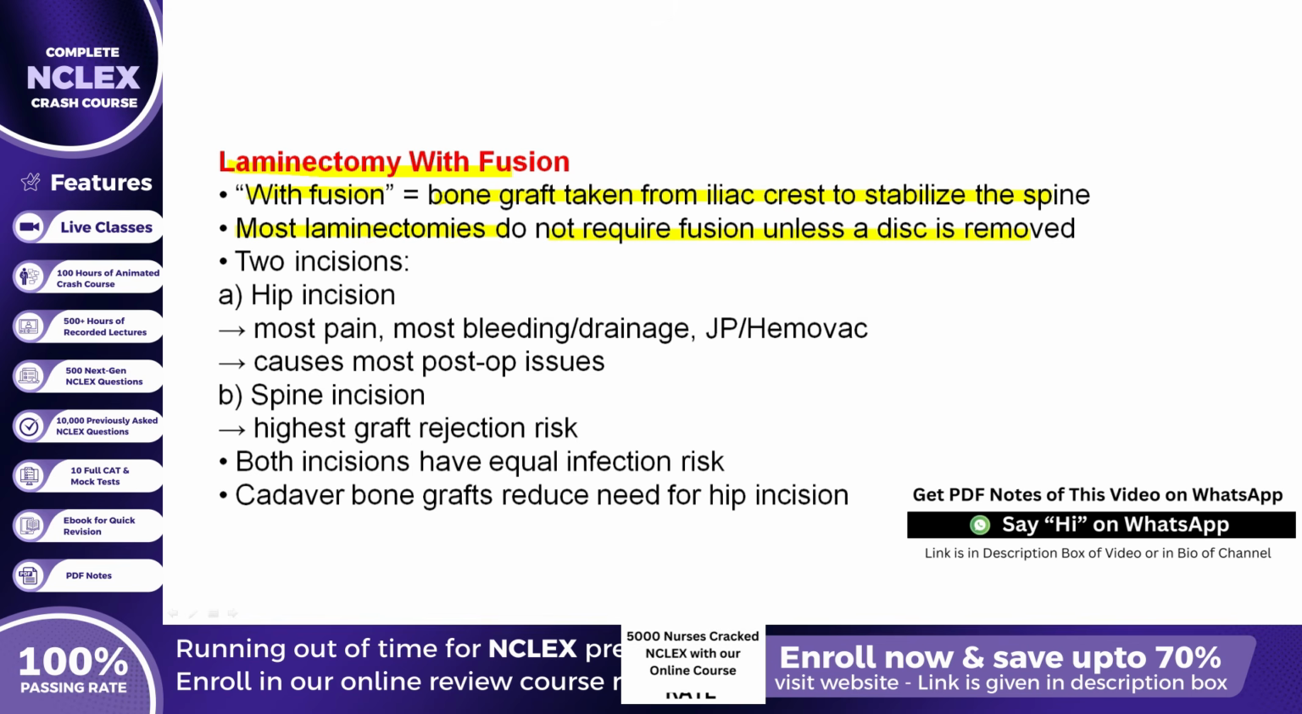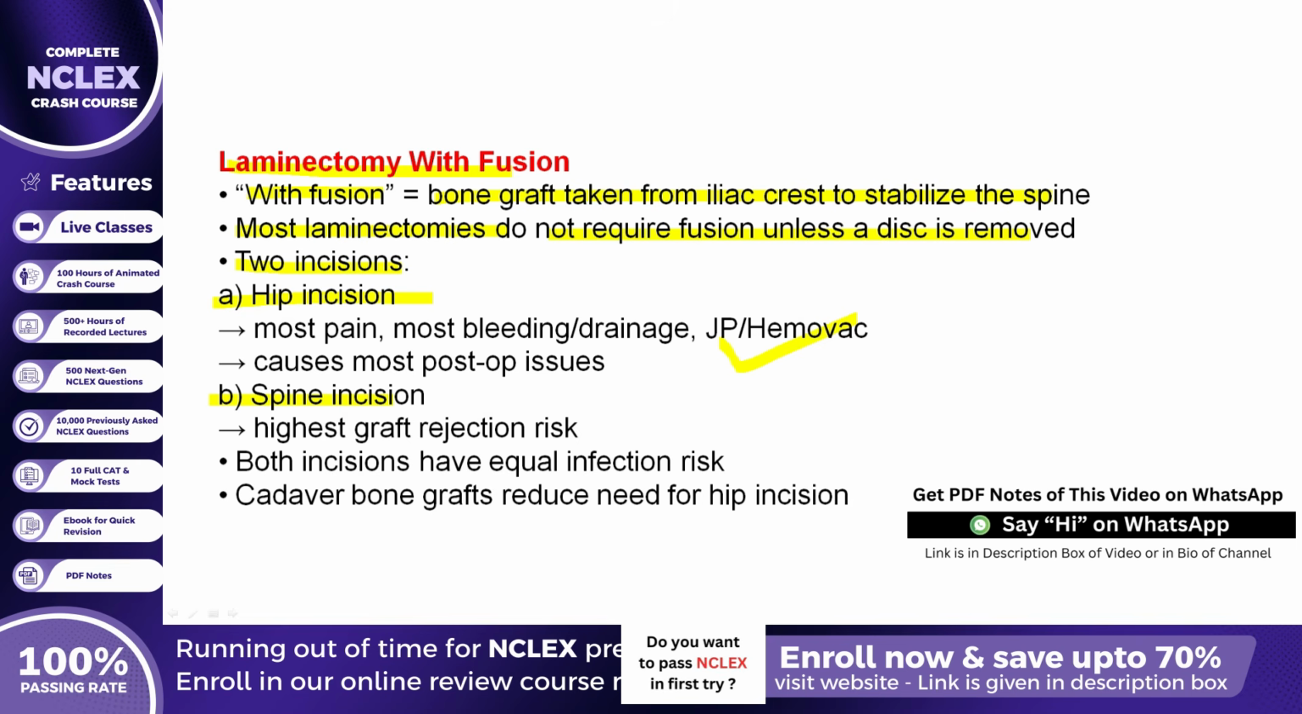When fusion is performed, there are two incisions. The first is the hip incision, which causes the most pain, produces the most bleeding or drainage, and is usually associated with a JP or hemovac drain. Because of that, the hip incision tends to cause the most post-operative issues. The second incision is the spine incision, and this is the one with the highest graft rejection risk. Both incisions, however, have an equal risk for infection. Cadaver bone grafts are often used because they reduce the need for a hip incision.